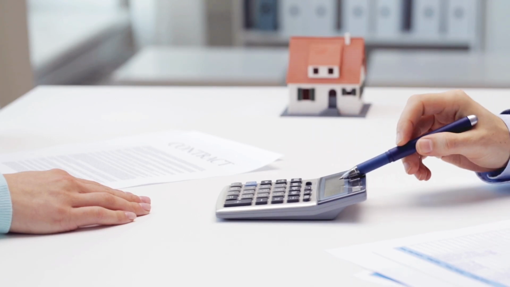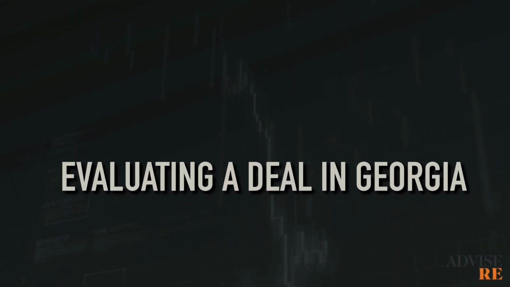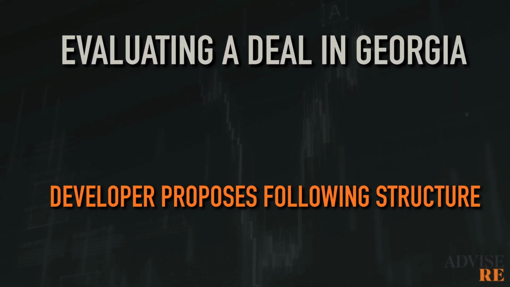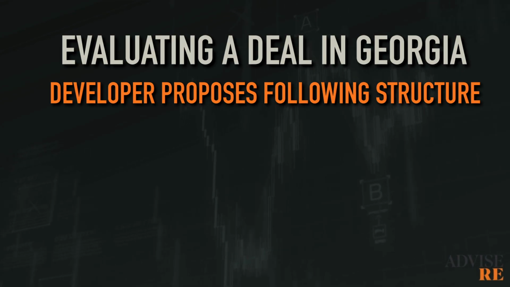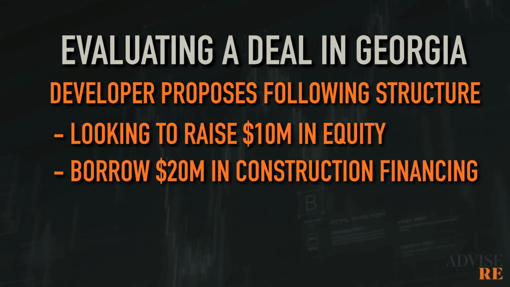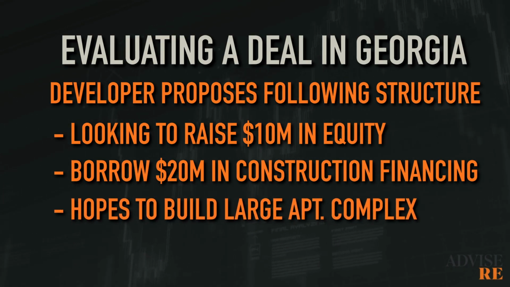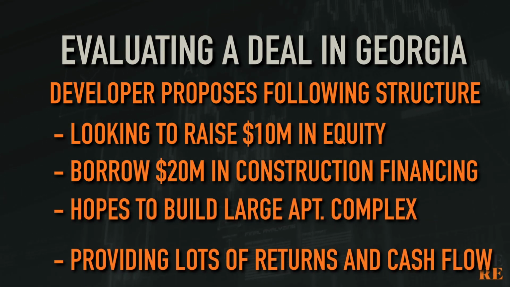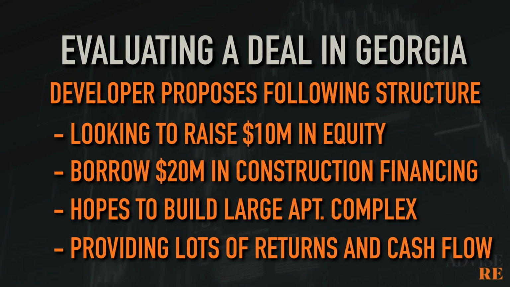So for example, if you're evaluating a deal, let's say it's in Georgia, and a developer is proposing a structure where he's looking to raise $10 million of equity, he's gonna borrow another $20 million of construction financing, and he's looking to hopefully build some large apartment complex, which would spit off lots of returns and lots of cash flow. And after refinance, all the investors get their money back, and then there's a cash flow split and distribution. What does all that mean, right?